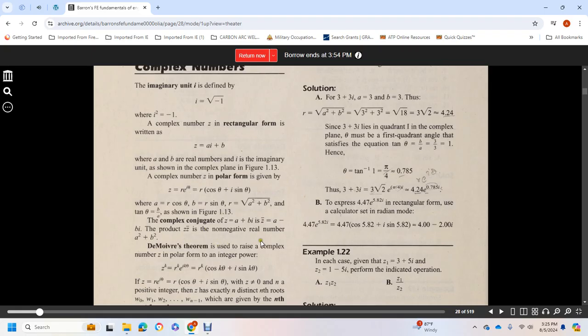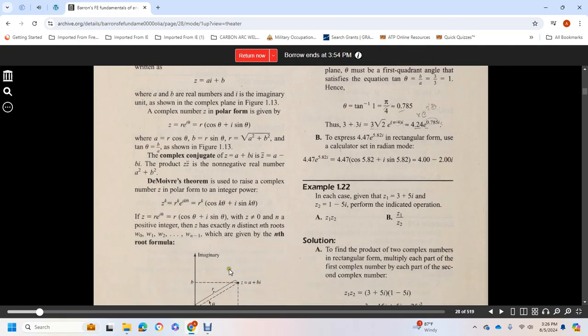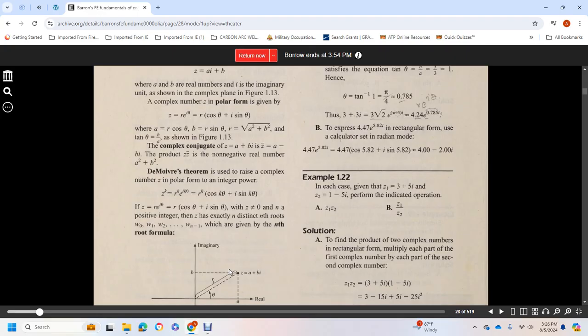De Moivre's theorem: if you have a complex number z in polar form, then z to the k is equal to r to the k e to the ik theta, equal to r to the k times cosine k theta plus i sine k theta. For z equal to r e to the i theta, equal to r cosine theta plus i sine theta, where z is not equal to 0 and n is a positive integer, z has exactly n distinct nth roots.